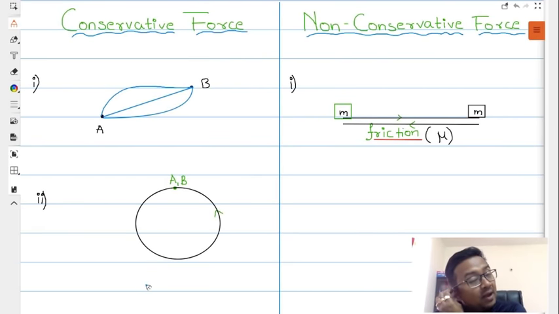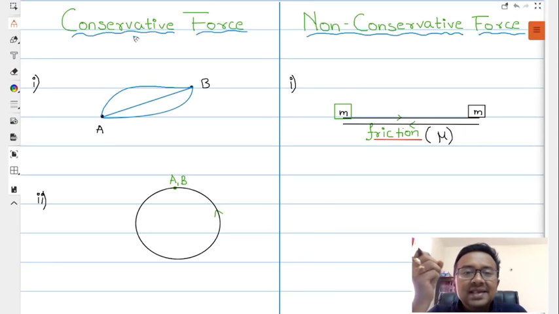Now, before I go ahead and explain the work energy theorem, I would like to talk about conservative and non-conservative forces. What is a conservative force? Typical examples are gravitational force, electrostatic force, magnetic force, and spring force. These are my conservative forces. And my non-conservative forces are typically the friction force, the viscous force, and air drag or air resistance. All of these are my non-conservative forces.